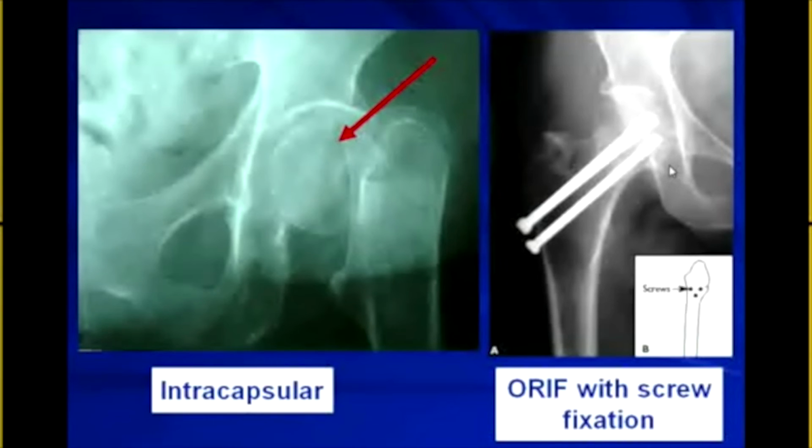So how are they fixed? They're fixed with open reduction, internal fixation, and usually with screws. These are called compression screws that go through the neck into the head. And again, weight-bearing is usually tolerated at 6 to 8 weeks.